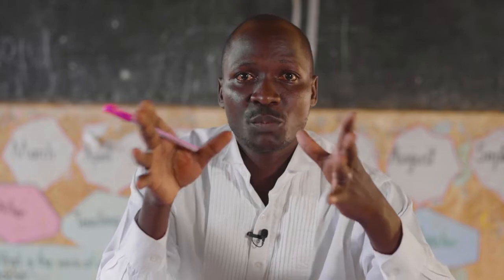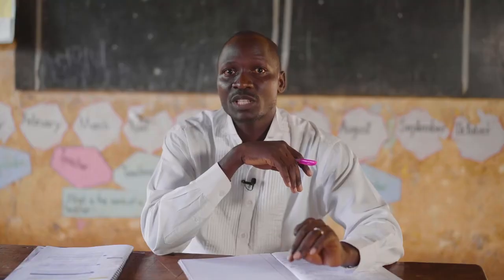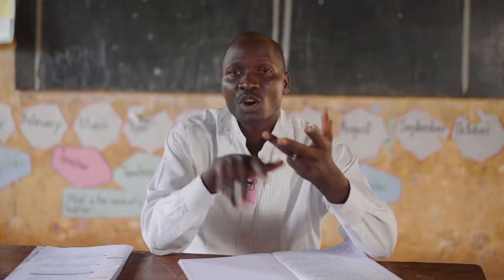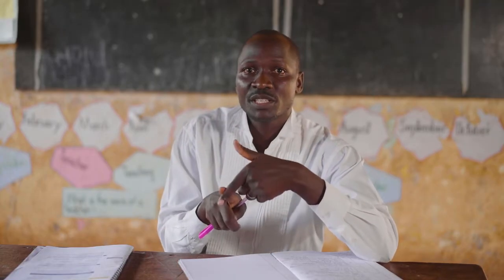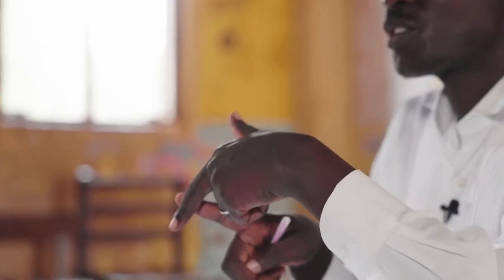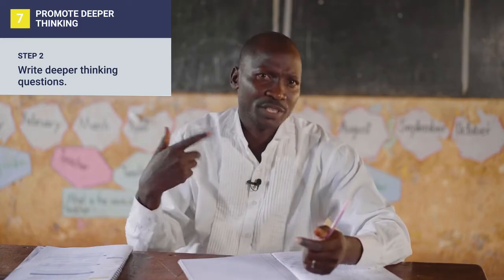Here is what my pupils have learned about the topic so far. Last lesson, I introduced the different ways humans can destroy vegetation. We looked at deforestation, overcultivation, brick making, overgrazing, burning bushes, and the construction of roads and buildings. Now I need to write a question that gets learners thinking deeply.